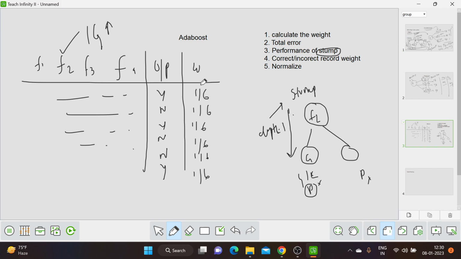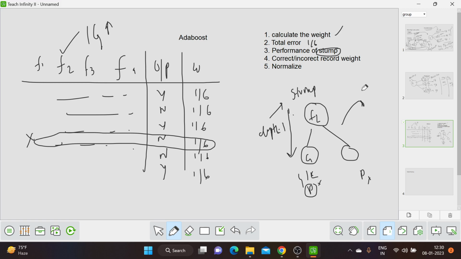So first I calculate the weight, then the total error. Suppose this record is wrong: the first model, this stump, is predicting this data wrong. This is a weak learner, and I will pass it to the next stump. The weights are calculated and the total error becomes 1 by 6, since 1 is wrong.